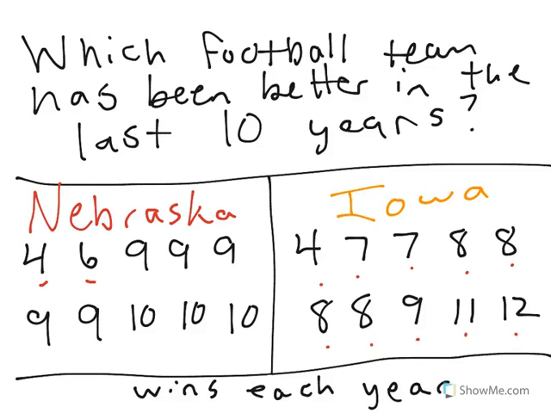So here is what I want you to do for your assignment. You need to make one argument for each team. Make one argument that Nebraska has had a better last 10 years, and one argument that Iowa has had a better 10 years. So 2 arguments. That's your assignment for tomorrow.